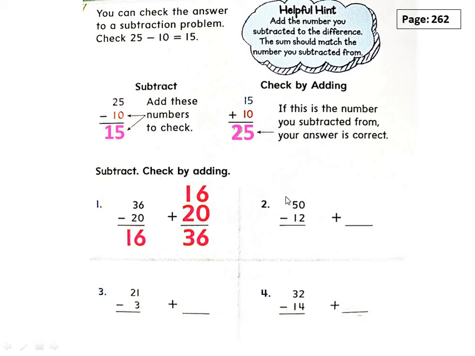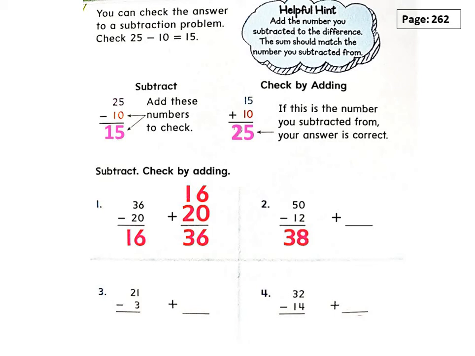Let's see question number 2. We have 50 minus 12. So 0 minus 2. Can we subtract 0 minus 2? It's not allowed. We cannot. We don't have enough ones. So we have to regroup. So this 5 is going to be 4 and the 0 is going to be 10. Now 10 minus 2 equals 8 and 4 minus 1 equals 3. So the difference is 38.